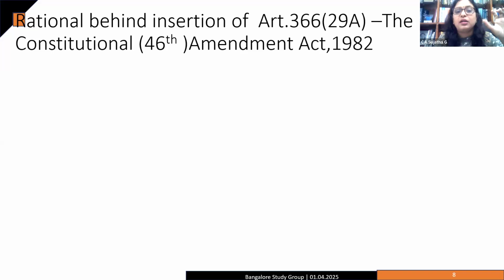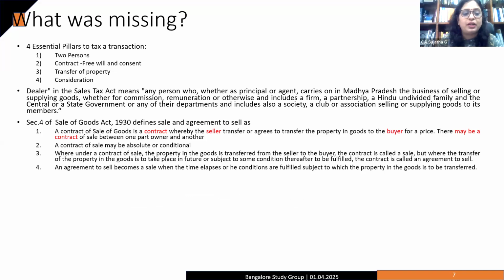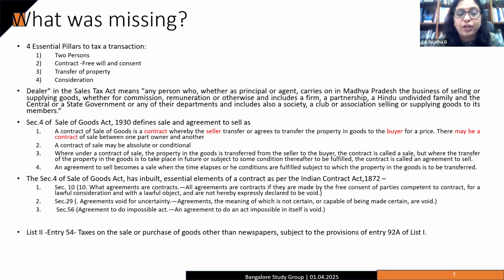Because of that, they felt that there is some lacuna in our system. It means that if you want to comprehensively include all these definitions, it has to be incorporated through a constitutional amendment. So at that point of time, in the 1970s, if you look at List 2, Entry 54, it had a very, very simple definition to include sale: taxes on sale or purchase of goods other than newspapers, subject to the provisions of Entry 92A of List 1.